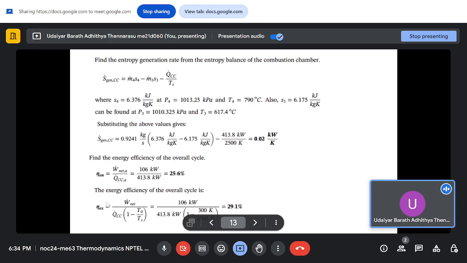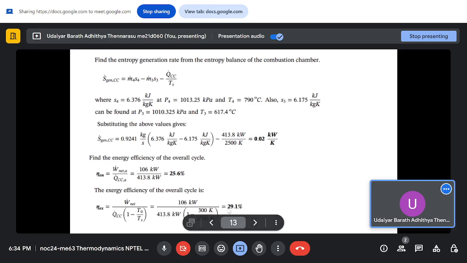And similarly for exergy efficiency, you compare with respect to the Carnot cycle. So you say the actual work done in the cycle, divided by the Carnot work done. For the Carnot cycle, efficiency is defined as 1 minus T naught by T source, or T2 by T1, equals W by Q. So you take Q into 1 minus T by T naught, T source. Here it's between the ambient and the source temperature. Ambient is 300, source is 2500, and Q which you have added is 413.8 kilowatt. If you compute that, it gives 29.1%.